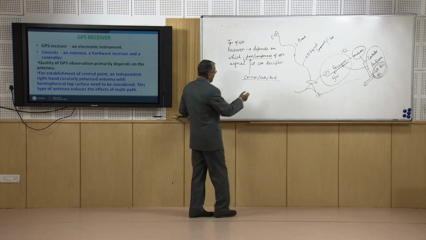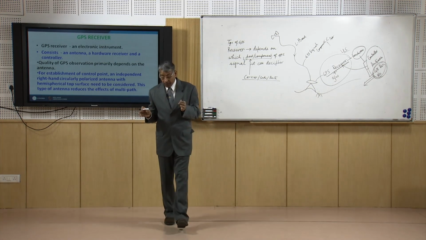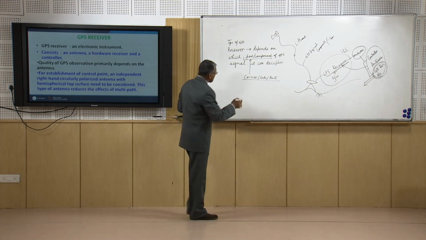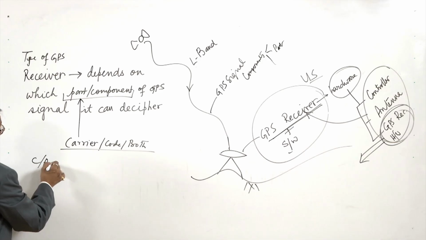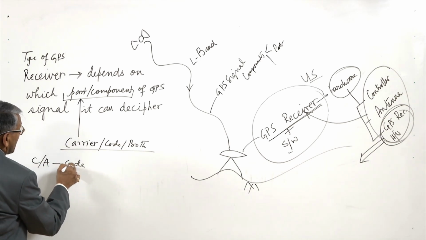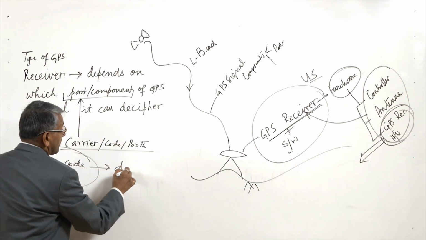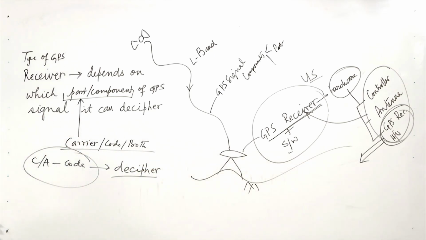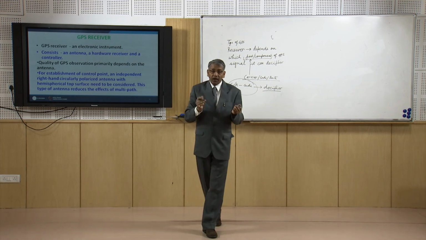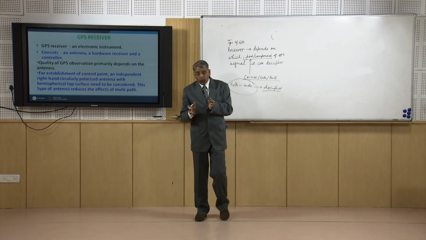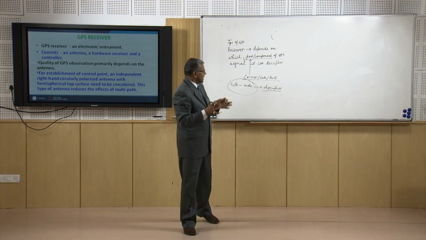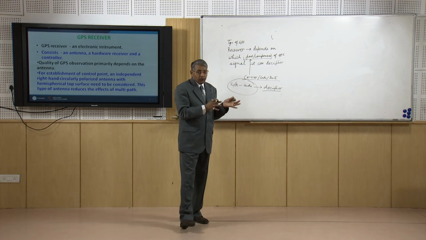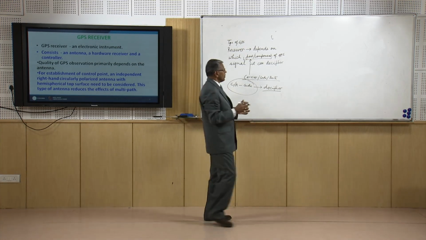Now one more thing has to be emphasized, that whatever the type of GPS receiver, it will always decipher the CA code. That means this is the minimum that each GPS receiver should be able to decipher. Now depending on whether a receiver will be able to decipher the code or code and carrier both, it is classified into two types.